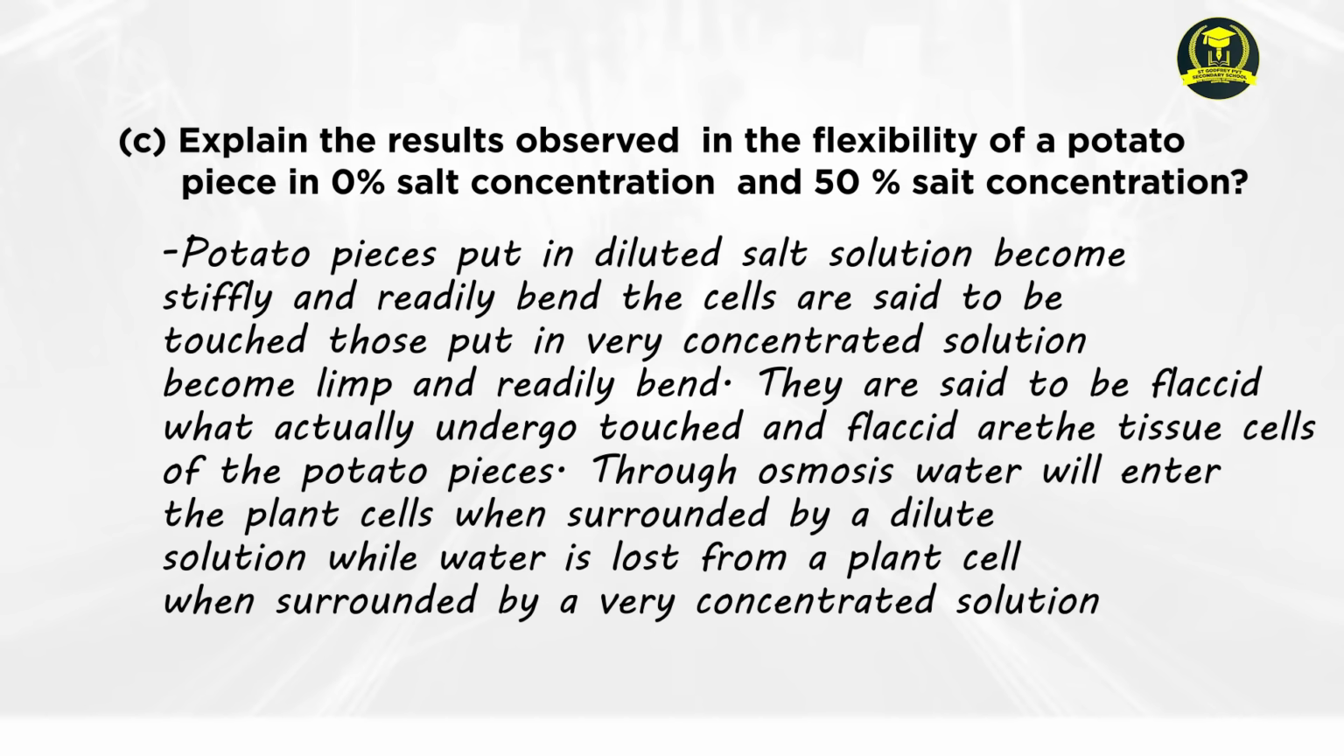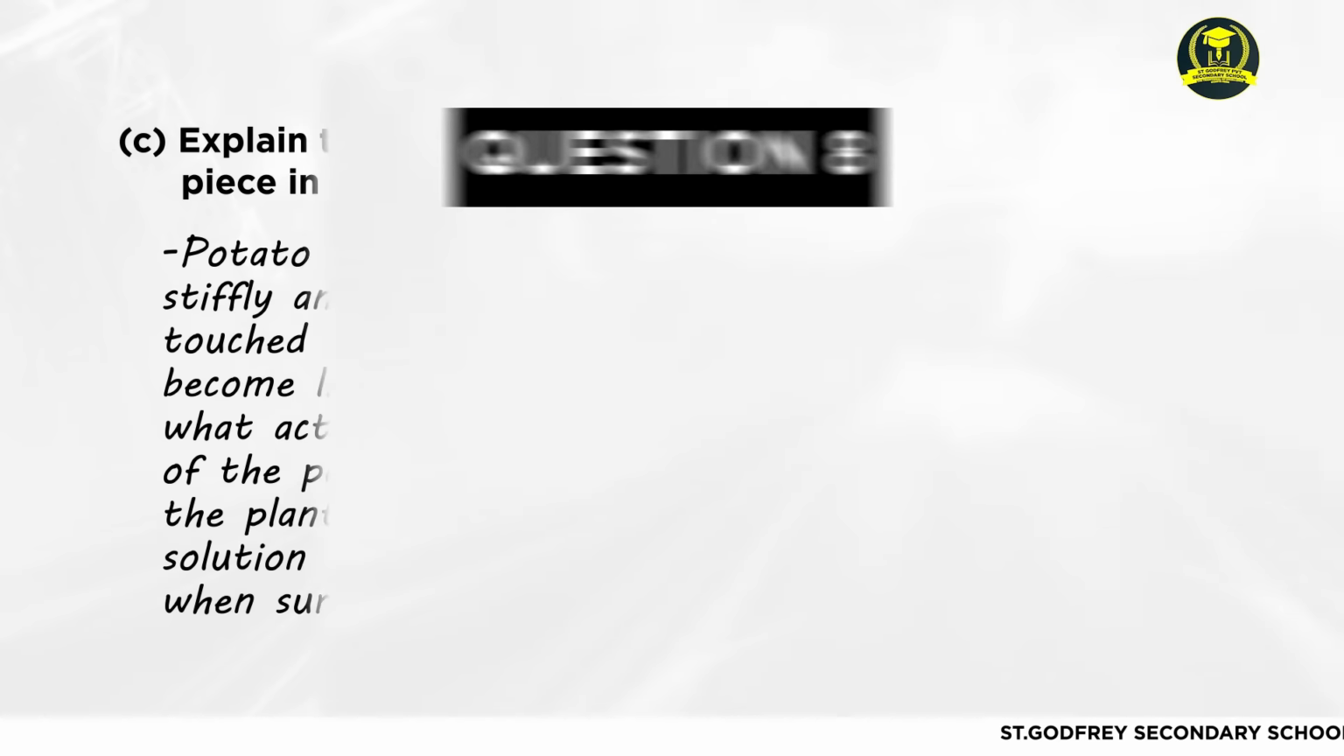What actually undergo turgidity and flaccidity are tissue cells of the potato pieces. Through osmosis, water will enter the plant cells when surrounded by a dilute solution, while water is lost from a plant cell when surrounded by a very concentrated solution.